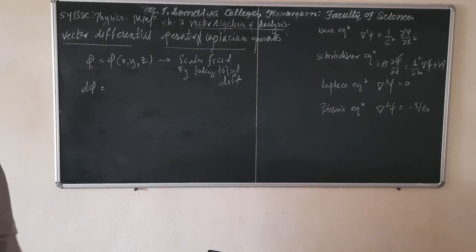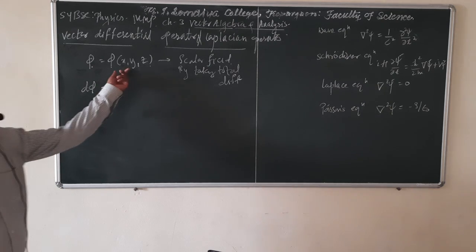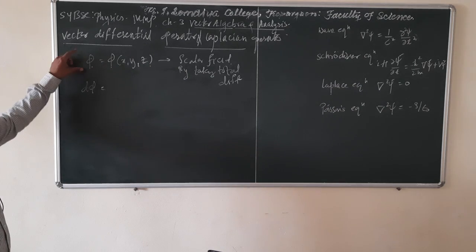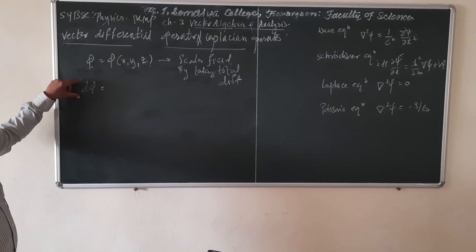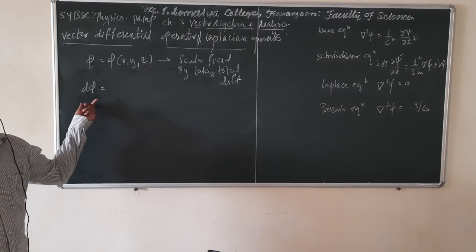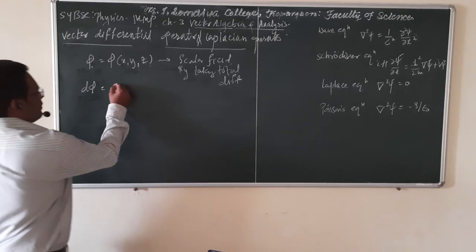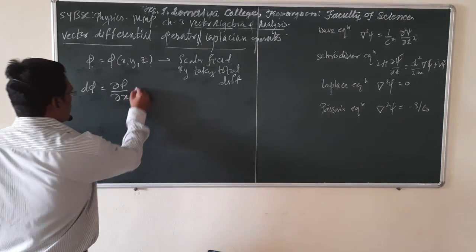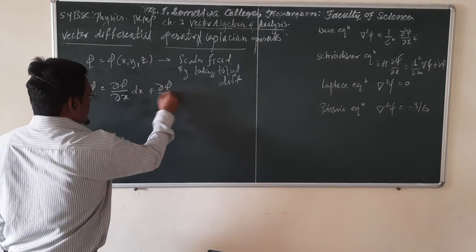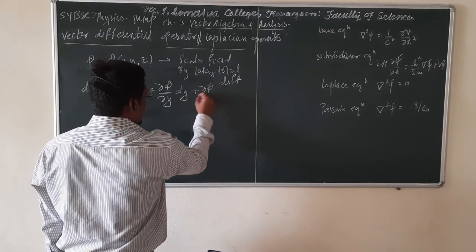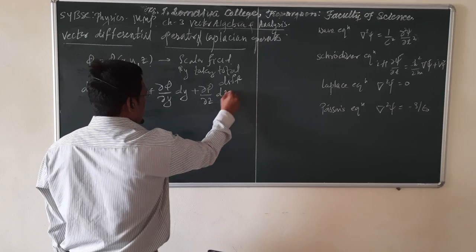And d phi means, after increasing all these three variables, what is the increment in the function? That is what is meant by total differentiation. You already studied how to find the total differentiation of a function. So d phi is defined as the partial derivative of phi with respect to x into dx, plus the partial derivative of phi with respect to y into dy, plus the partial derivative of phi with respect to z into dz.